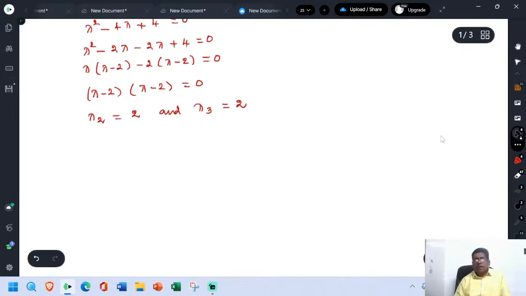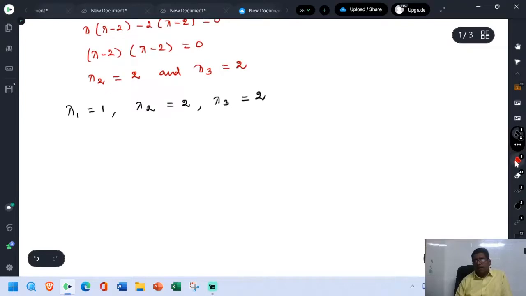So the eigenvalues are lambda 1 equal to 1, lambda 2 equal to 2 and lambda 3 also equal to 2. To verify whether the obtained eigenvalues are correct or not, we have to apply the rule.